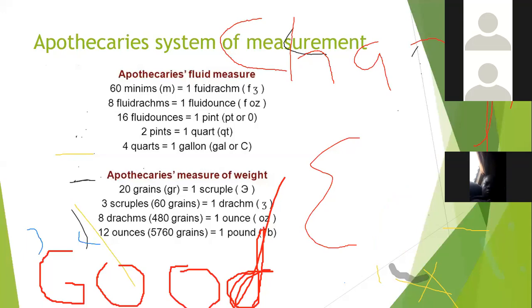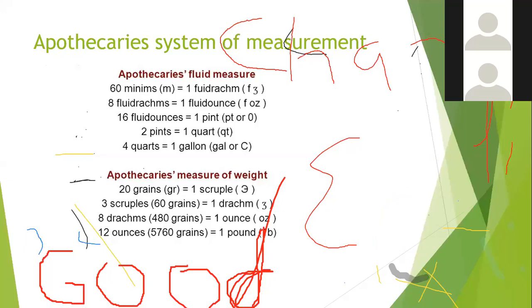For the weight, I said you measure it in grains. 20 grains is equivalent to 1 scruple. You have the symbols displayed on your screen. 3 scruples is equivalent to 1 dram, and 3 scruples is equivalent to 60 grains. 8 drams, which is 480 grains, is equivalent to 1 ounce, and 12 ounces is equivalent to 1 pound. So you should be familiar with this system of measurement, so that when you come across it, you'll be able to put in the equivalent and carry out your calculation.